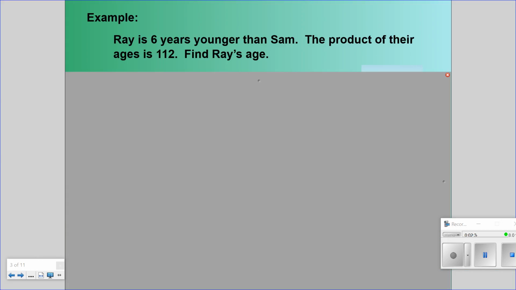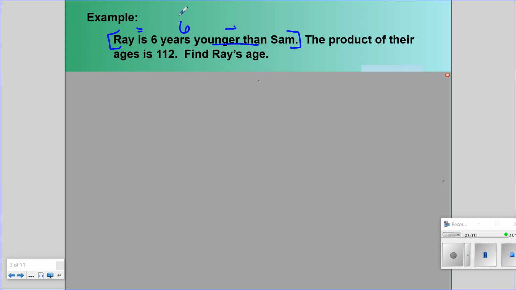All right, so let's take a look at our first example. Ray is 6 years younger than Sam. The product of their ages is 112, and we are to find Ray's age. So there are several keywords in here. First, this first sentence is actually describing how we're going to set up our variables. Ray, whatever Ray is, he is equal to 6 years younger than Sam's age. So this means whatever Sam is, we're going to subtract 6 from his age.